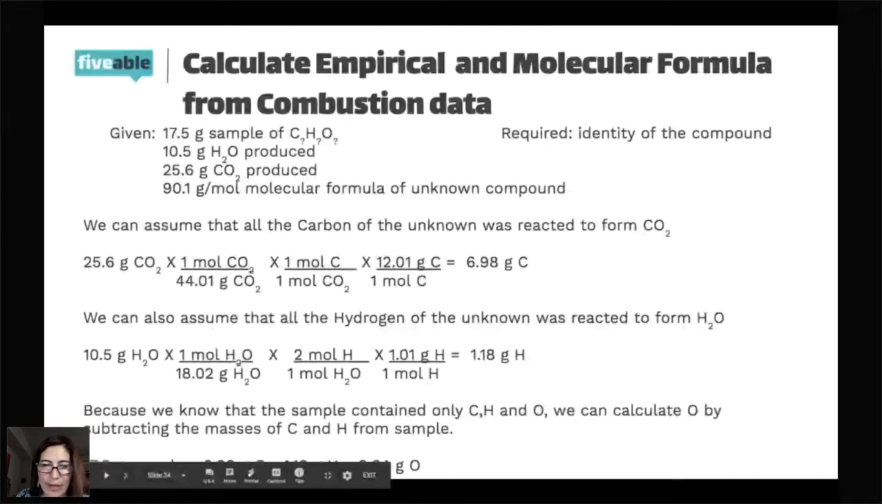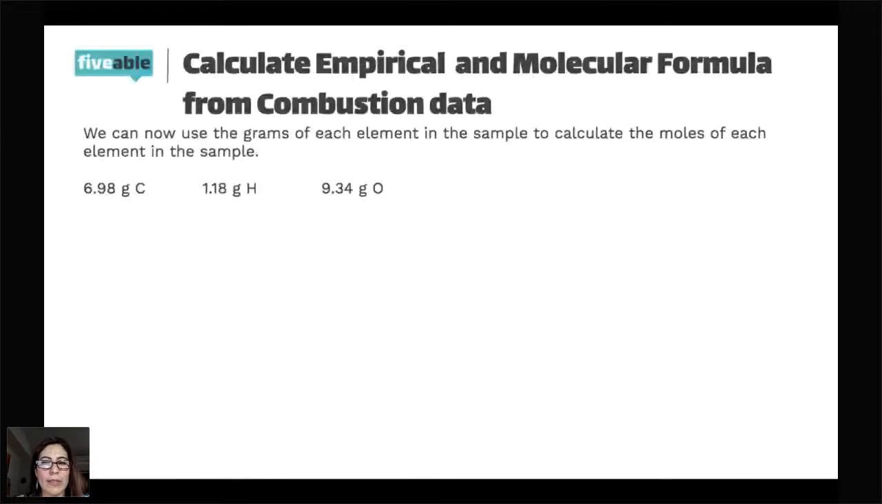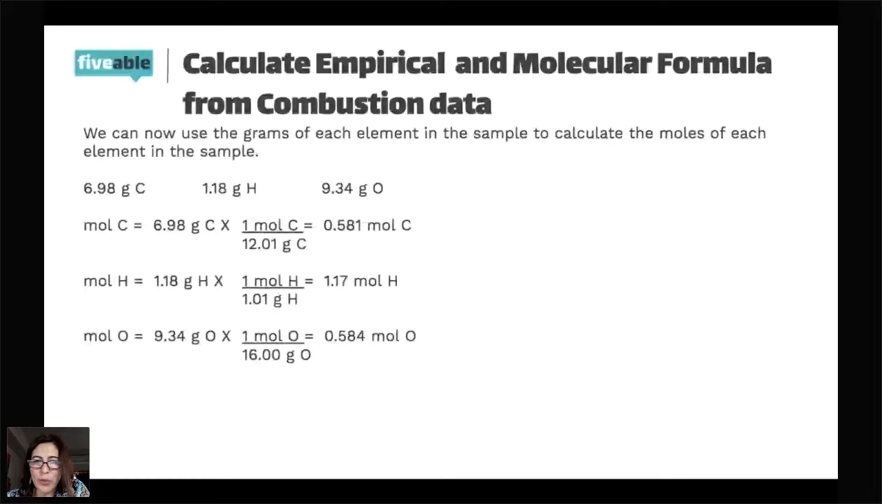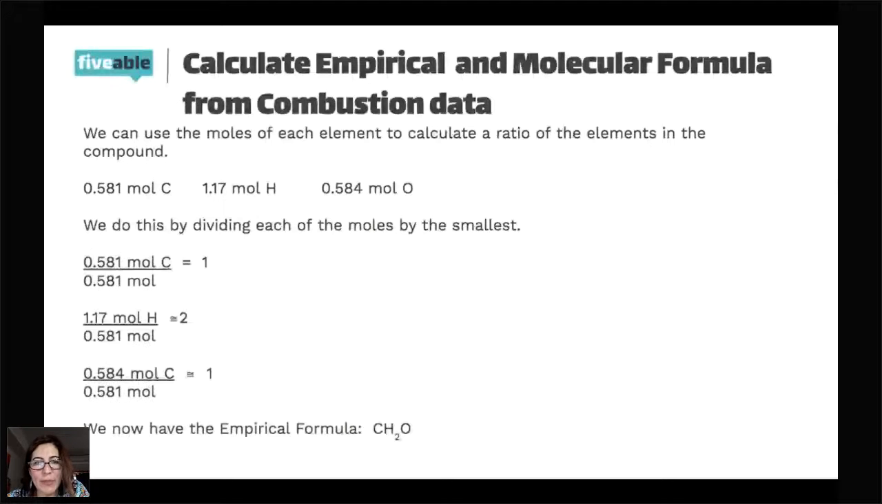Now that we already have all the grams of the elements in the sample, what can we do to get the moles? We have to turn it into moles, correct? So we do that by using the molar mass of each element, and then we will have the moles of each element in the sample. What do we do next? Divide by the smallest. Very good. We do divide by the smallest. And now we have the simplest ratio, which is the empirical formula.